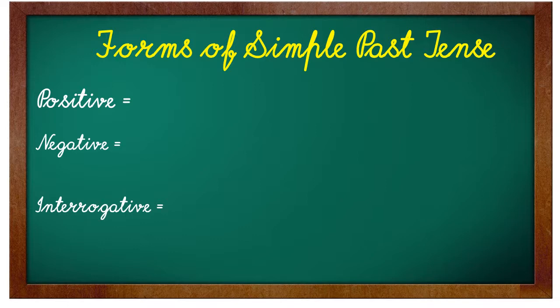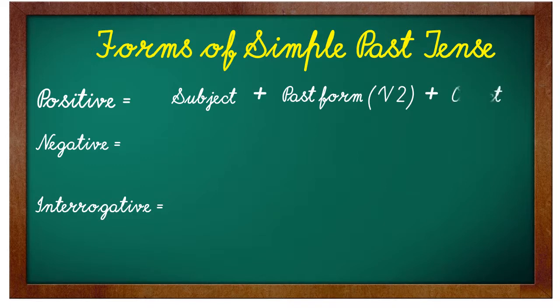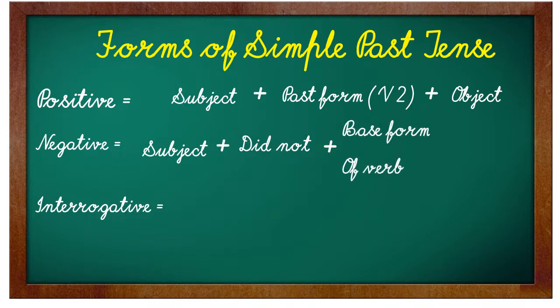In positive statements or sentences, we use the past tense of the verb, that is V2 form. The sentence structure is subject plus past form of the verb plus object. In negative sentences, the sentence structure is subject plus did not, which refers to negative, plus base form of the verb, that is V1 form, plus object.